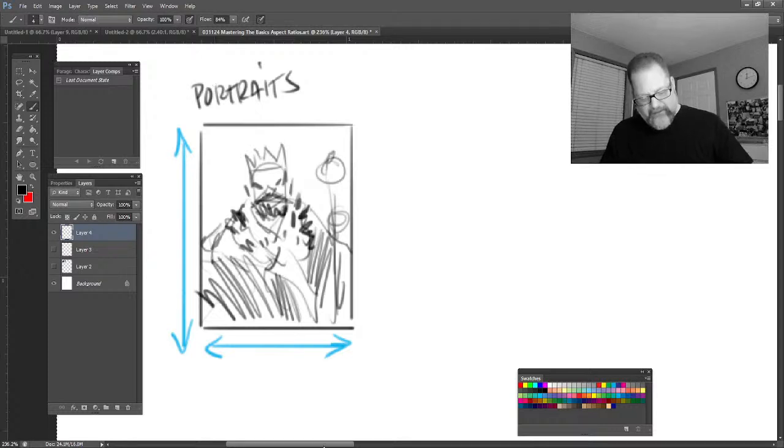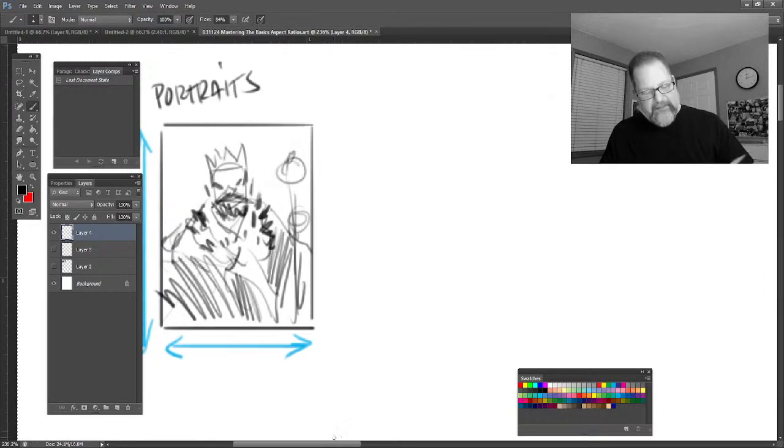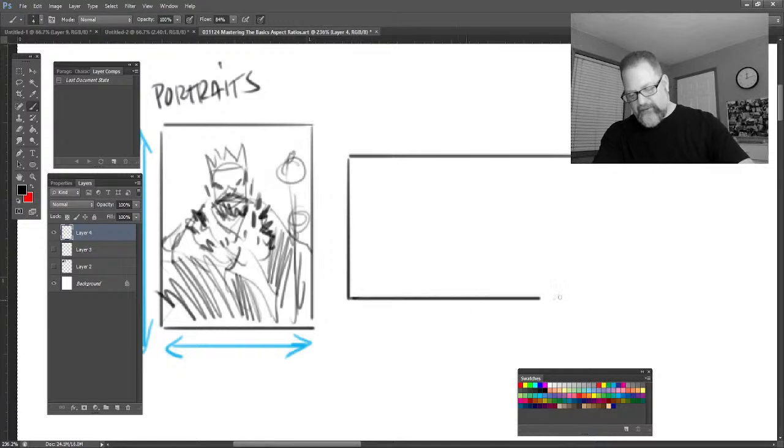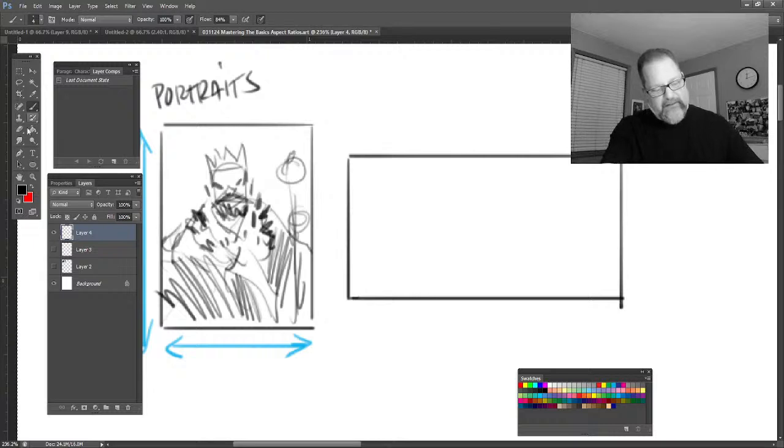And then we said, well, what about landscapes? With a landscape, we said, well, this isn't going to work for a landscape. And so we started having a more horizontal image. And with that, we would do landscapes.